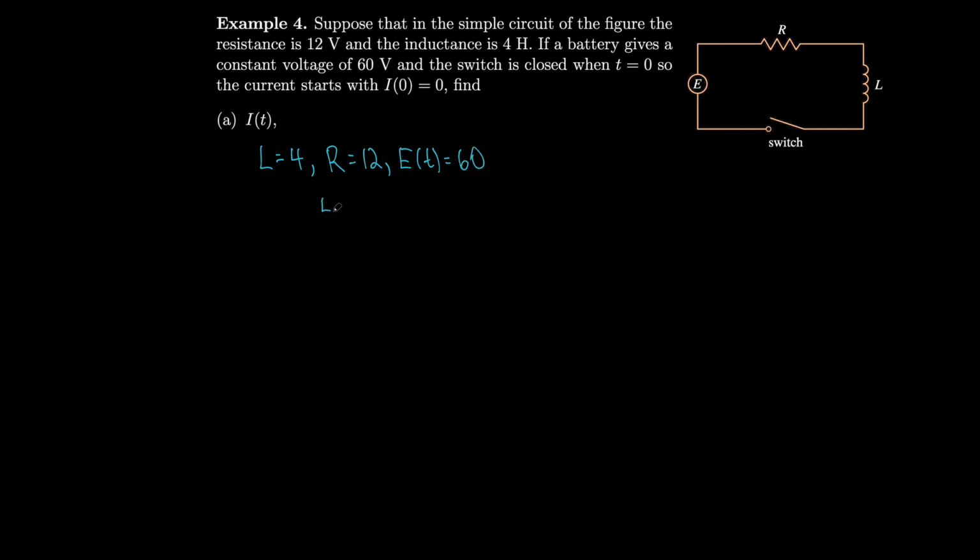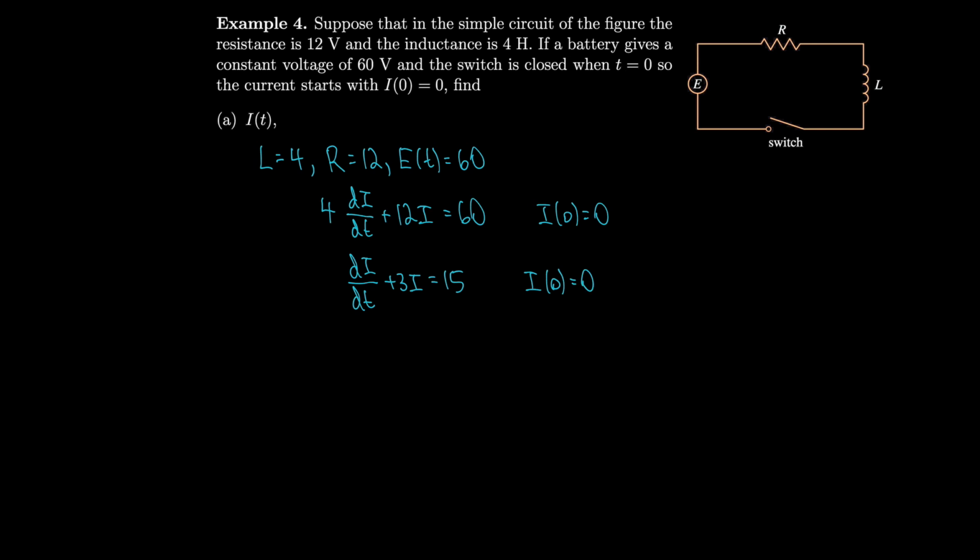So our differential equation becomes 4 times dI/dt plus 12I equals 60, where I of 0 is 0. And that's as we've seen before. So we end up with dI/dt plus 3I equals 15. The way that we solved it last time was by realizing it was separable because there were no t's floating around.